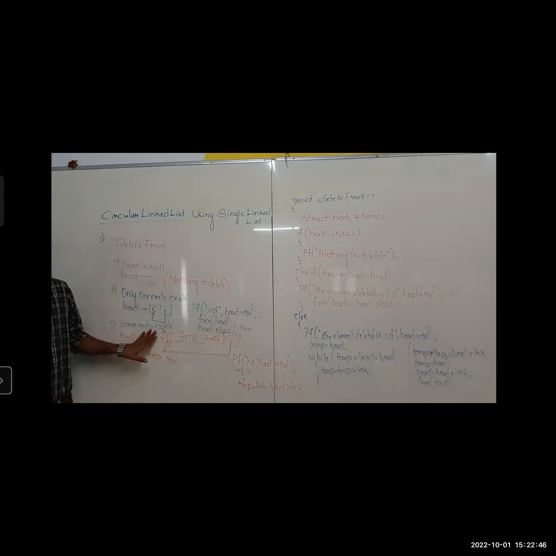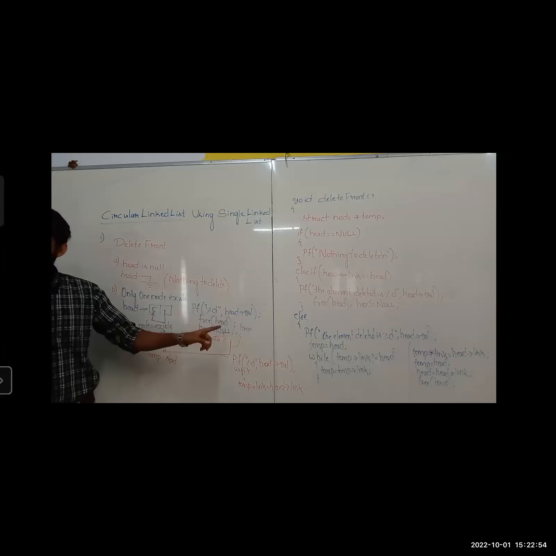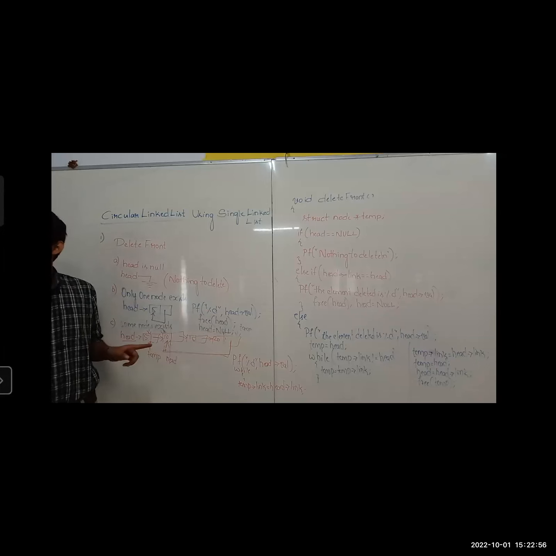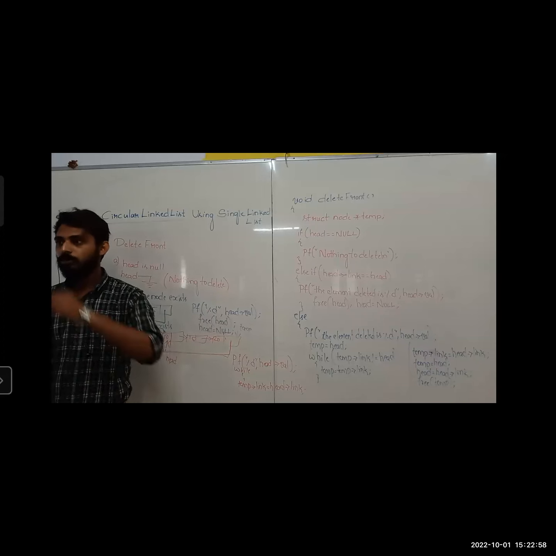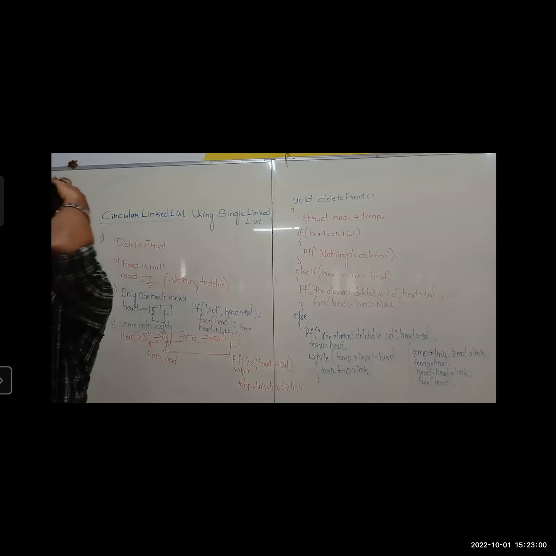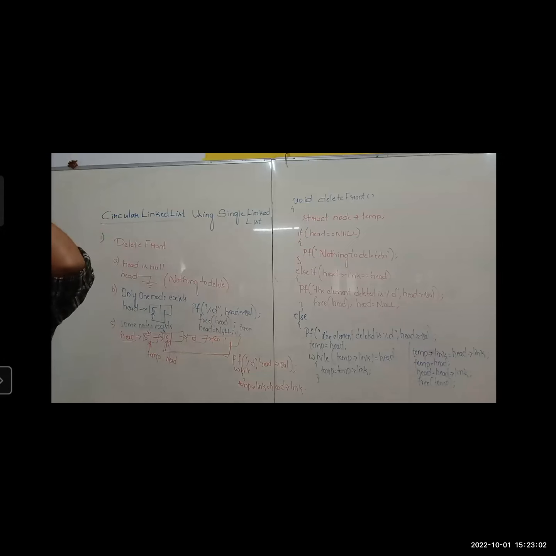Temp's link was pointing here in the beginning. So delete this node. After deleting this node, what else should I change? Temp's link should be pointing to the same place where head is pointing. Both ways, I mean, whichever is convenient for you, you can follow that particular way. Clear?